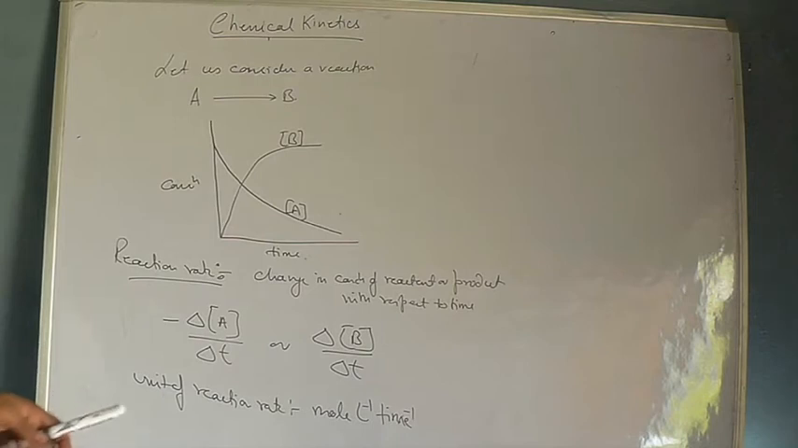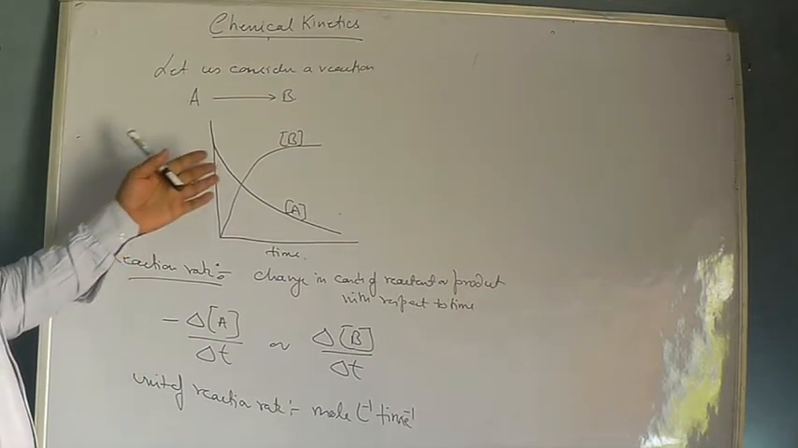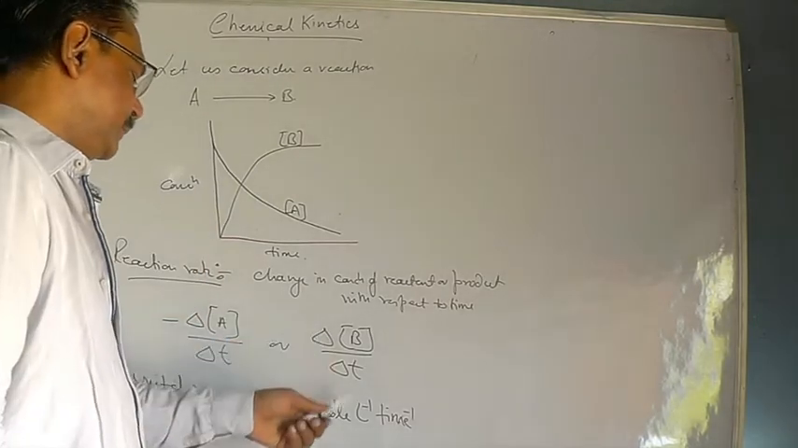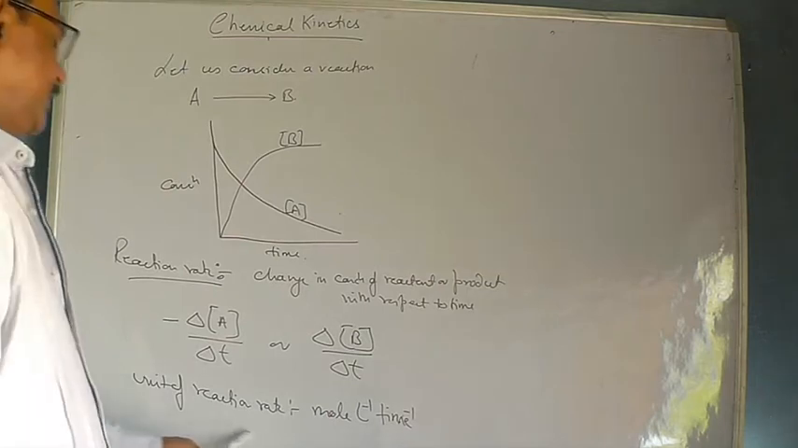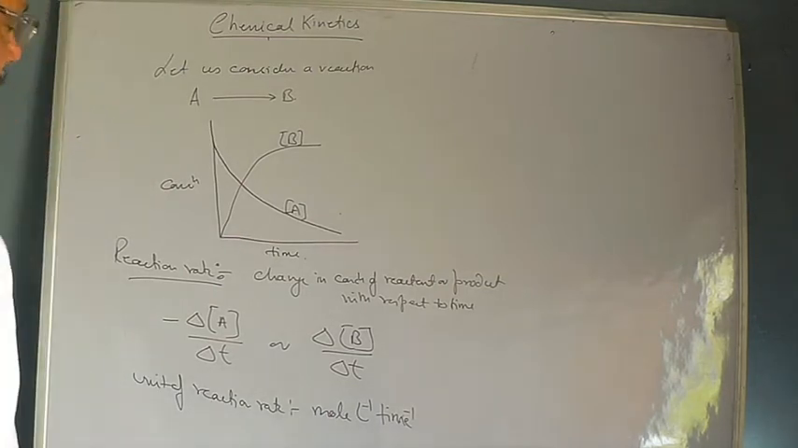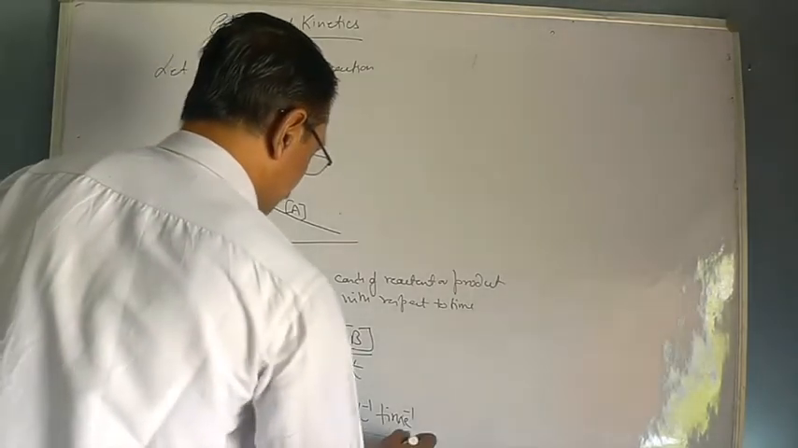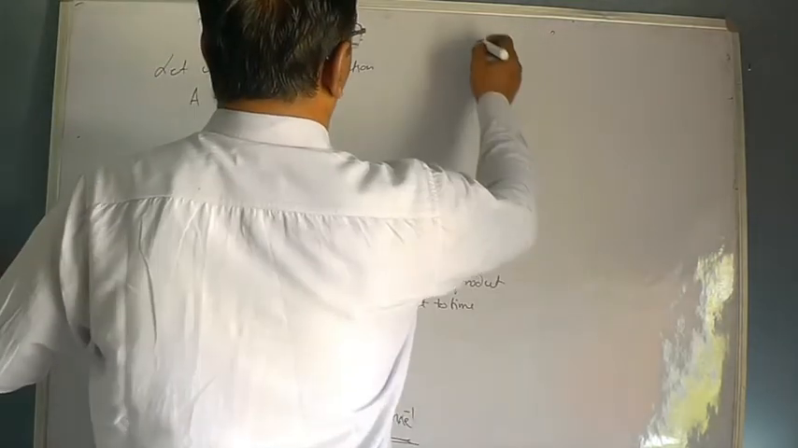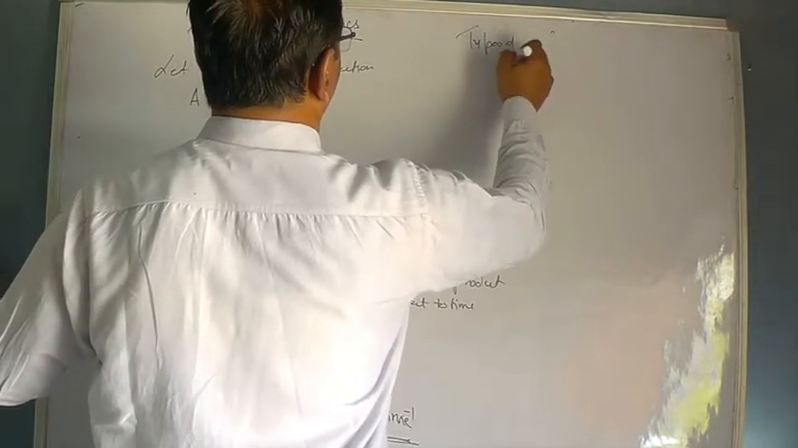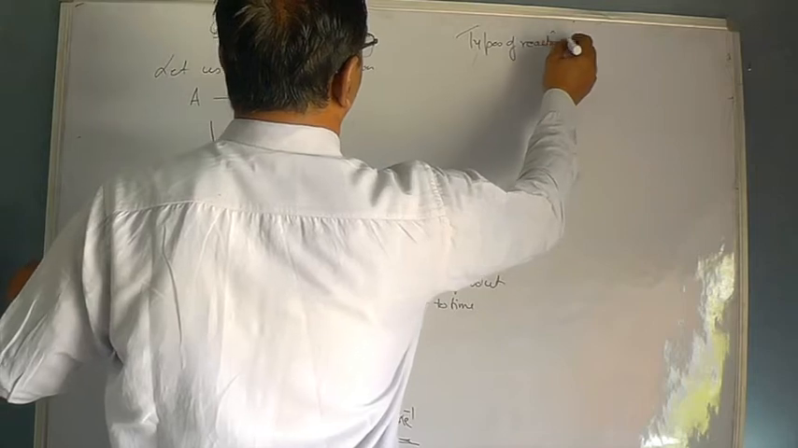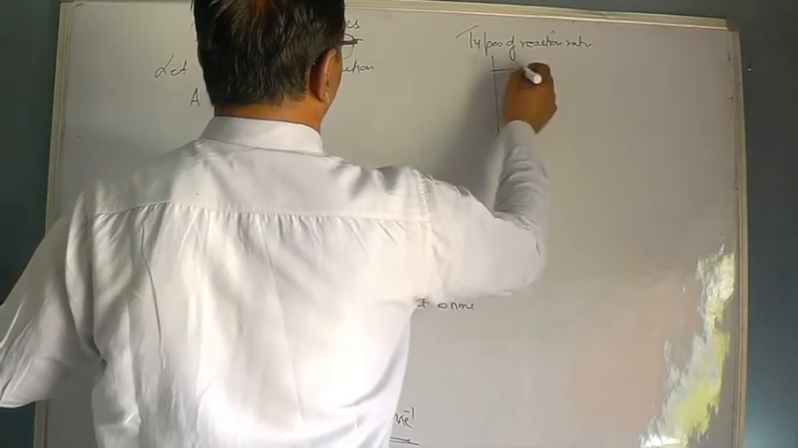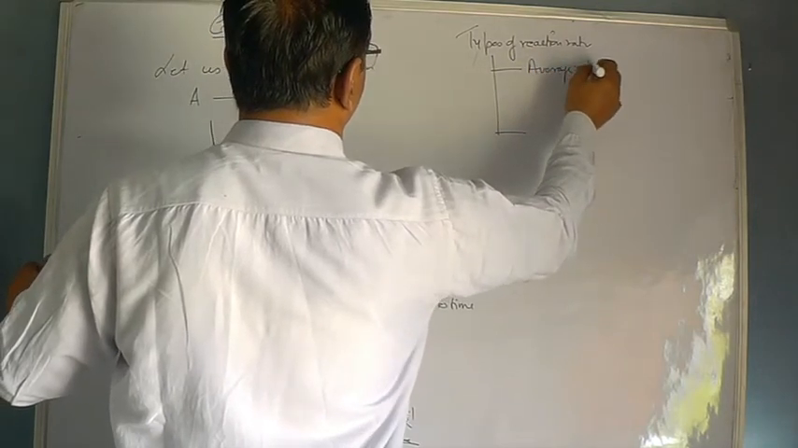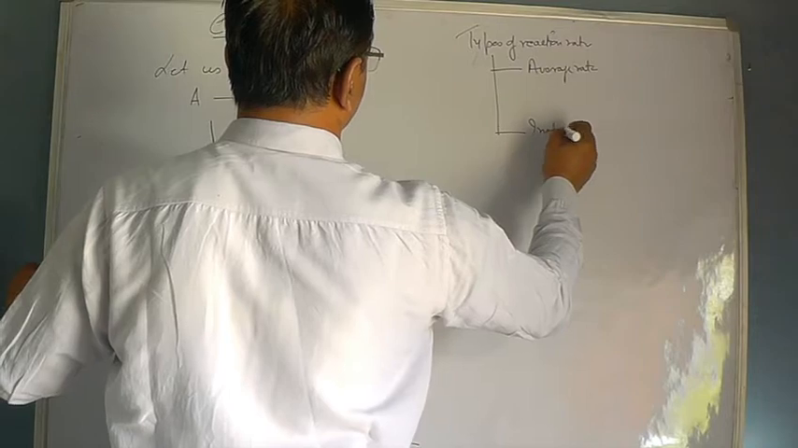So this is a very important expression. For reactants, we always use minus delta A upon delta T, and for the product we always use delta B upon delta T, and the unit of reaction rate is given as mole liter inverse time inverse. Very important unit. Please don't forget. In the next topic, we are going to find out types of reaction rate. It can be measured in two ways: average rate and instantaneous rate.